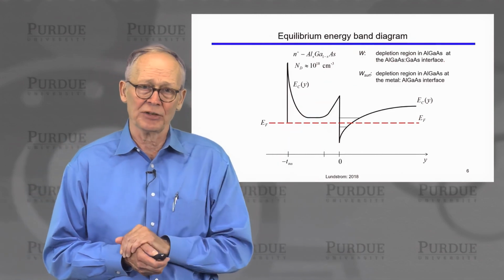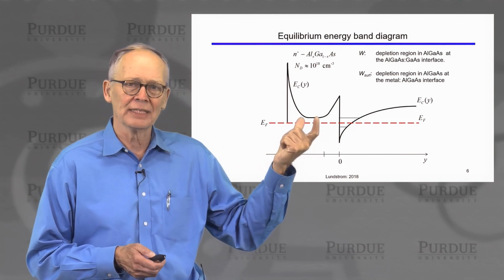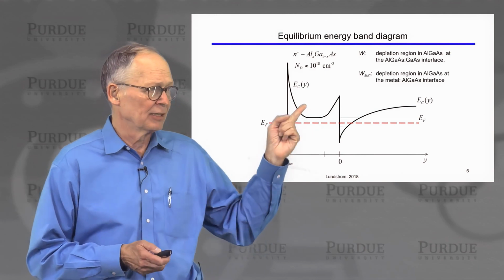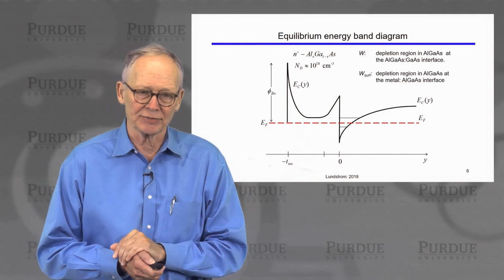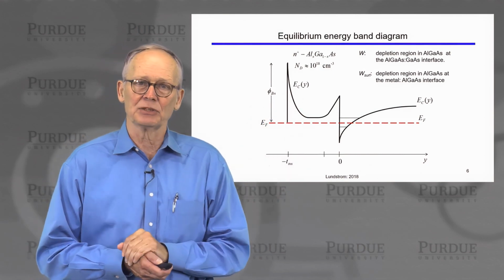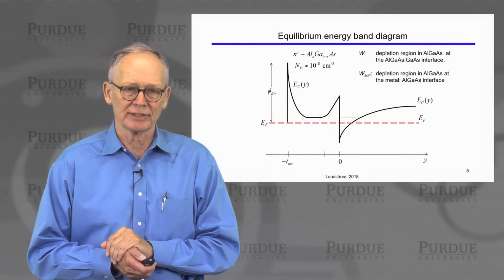This is a more careful energy band diagram of that structure. Here's our N-doped, heavily doped wide bandgap layer where the electrons are. Here's our Schottky barrier that we put on the surface. There is some Schottky barrier height, and we have a depletion region between the metal semiconductor junctions. So there's a region near the surface that's depleted.